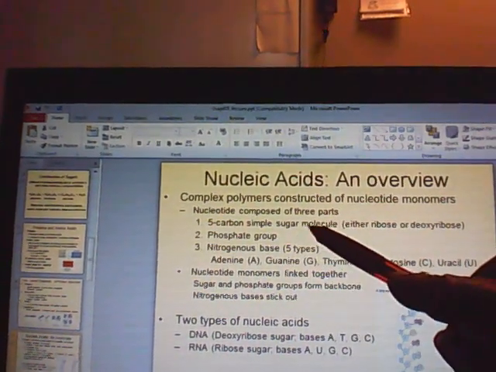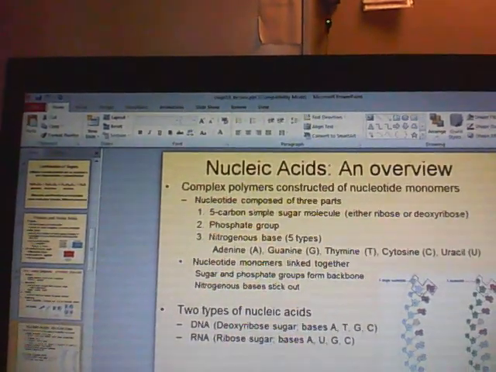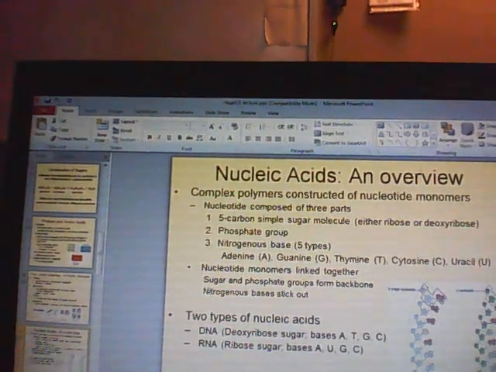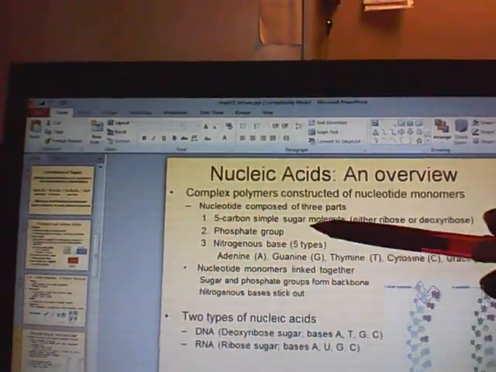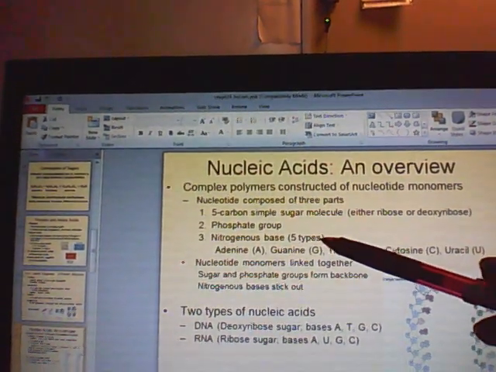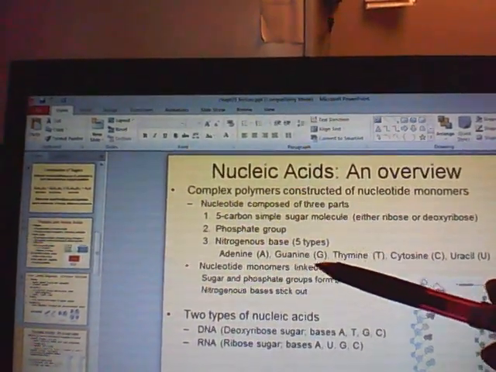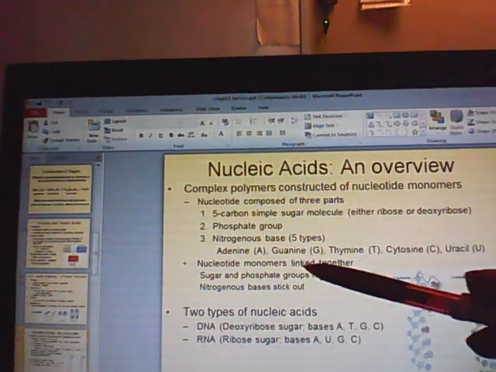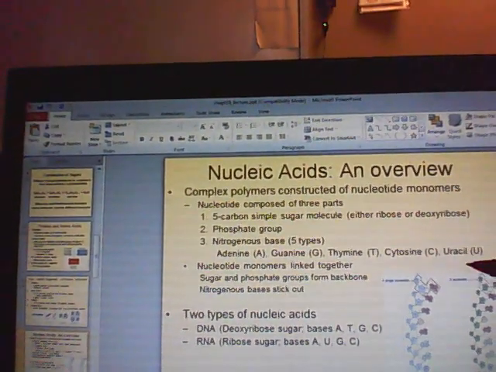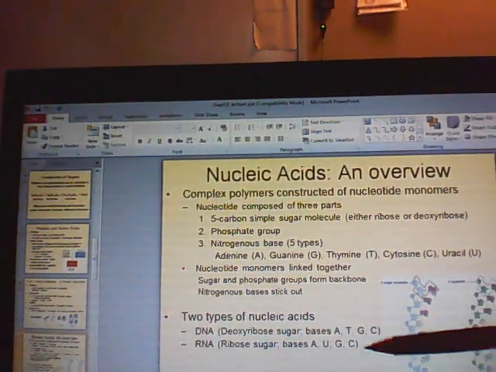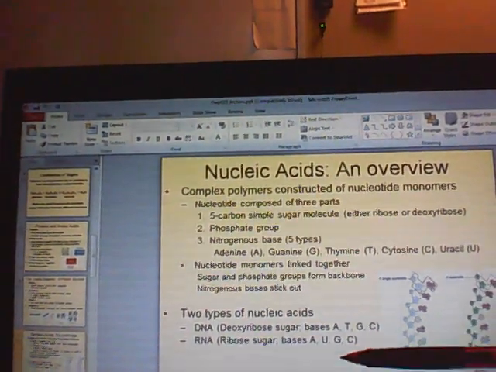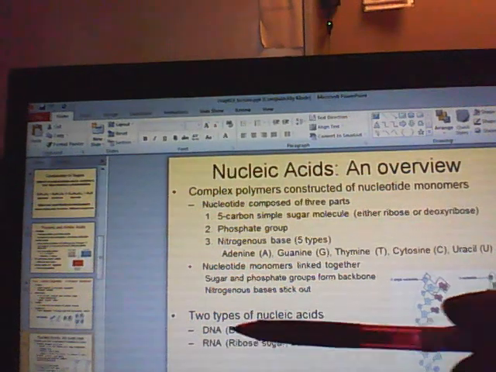You have a 5-carbon simple sugar. For us, the nucleic acid we have, the sugars are either ribose or deoxyribose. You have a phosphate group and a nitrogenous base. And there are 5 of the bases: adenine, guanine, thymine, cytosine, and uracil. So these monomers link together and they form the 2 nucleic acids, which are your polymers, DNA and RNA.